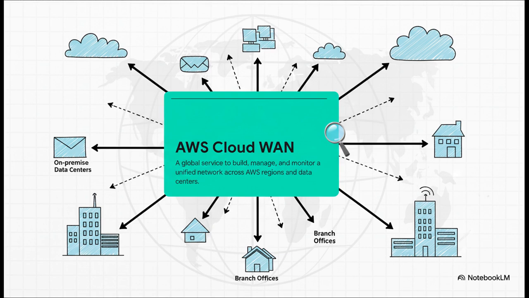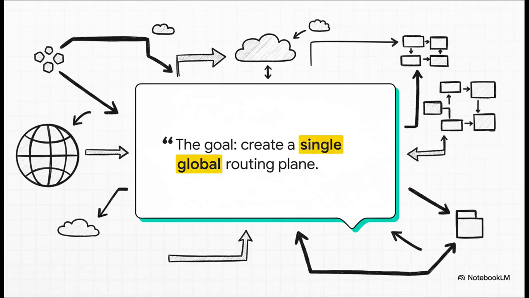At its core, AWS Cloud WAN is a managed global network service. Its whole job is to build, manage, and monitor a single, unified network that connects everything. All your AWS resources, your on-prem data centers, and every single one of your branch offices, no matter where they are in the world. Now, what's really fascinating here is the sheer ambition behind it. The goal isn't just to make things a little bit simpler. No, the real goal is to create one single logical routing plane for your entire global network. So instead of juggling dozens of separate routing tables, you get one unified global view of everything.